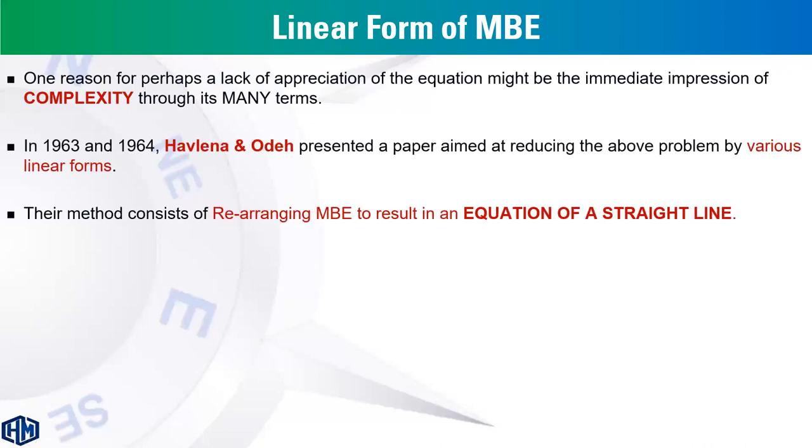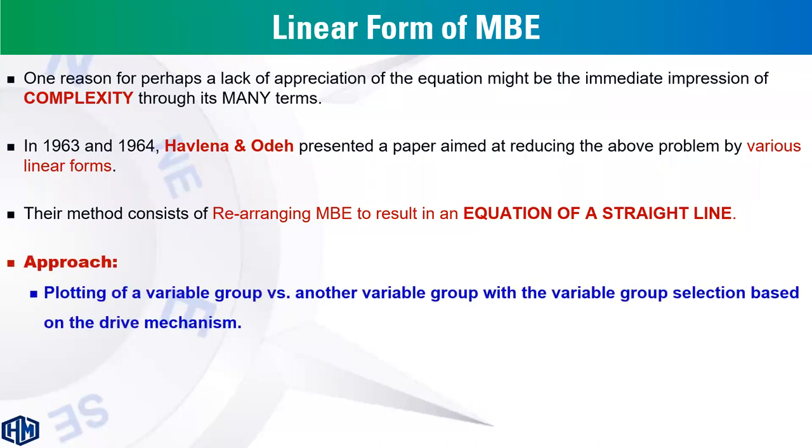Due to this complex relationship, in 1964, Havlena and Odeh introduced what we call the linear form, or linearized material balance equation, due to the complexity of the general material balance form. This linear form is introduced by rearrangement of the original equation to produce an equation of a straight line. So simply, the approach is to plot a group variable against another variable group based on the reservoir driving mechanism.